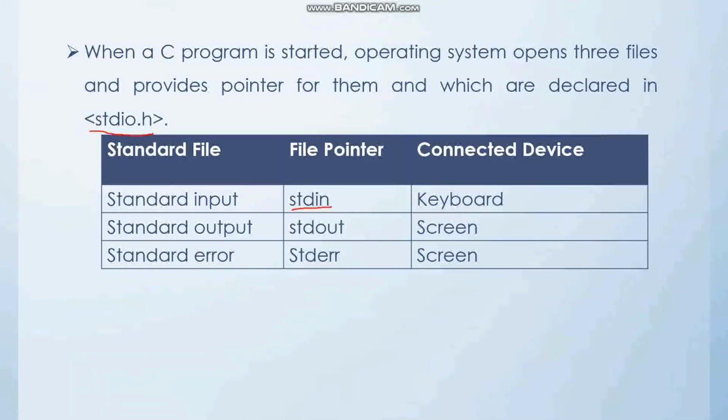The second standard file is standard output, the file pointer is stdout, and the connected device is the screen. The third standard file is standard error, the pointer is stderr, and the connected device is the screen. stdin and stdout can be redirected to files, meaning for taking the input and for giving the output.